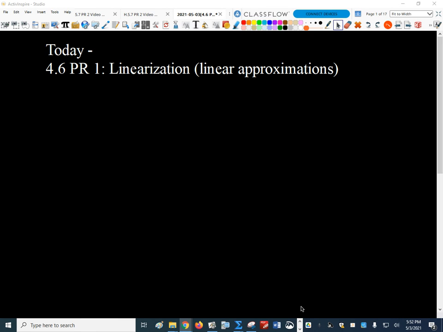I'm going to redo the 4.6 practice 1 lecture. I'm breaking 4.6, which is our linearization section, linearization and differentials, up into 3 separate assignments, to make them kind of shorter. Okay, you guys are probably ready for some shorter assignments after those optimization monsters.